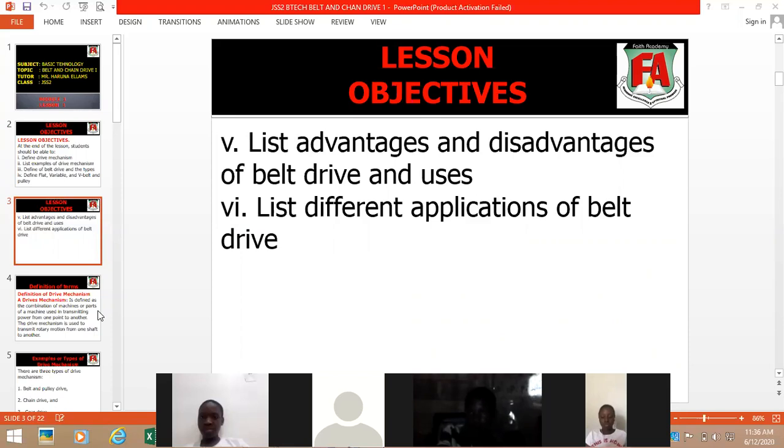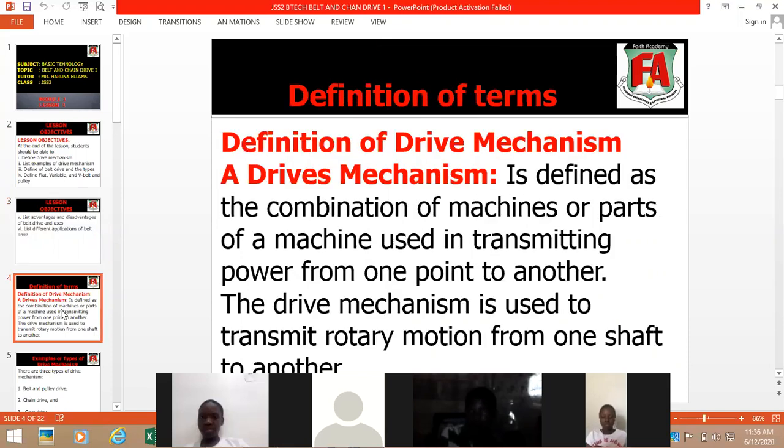Okay, let's look at definition of terms. What is a drive mechanism?